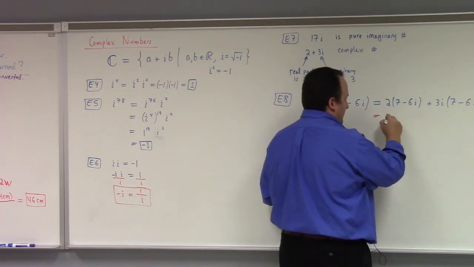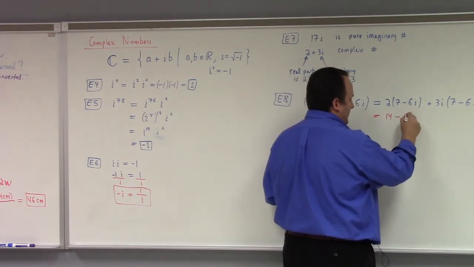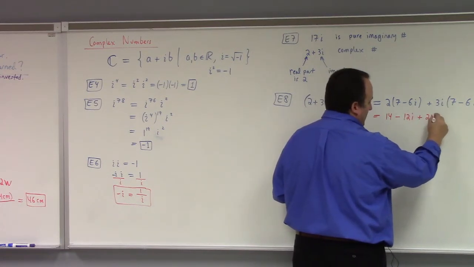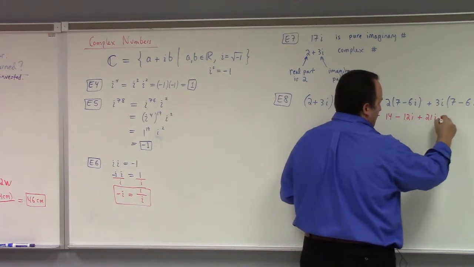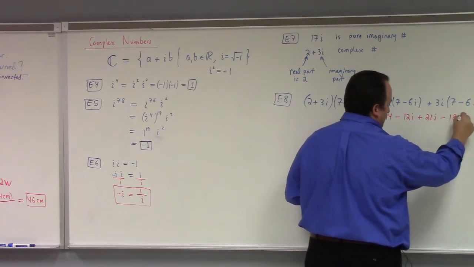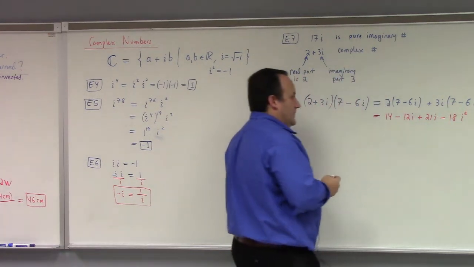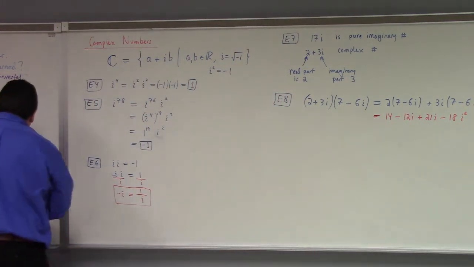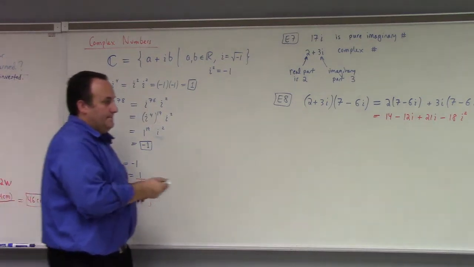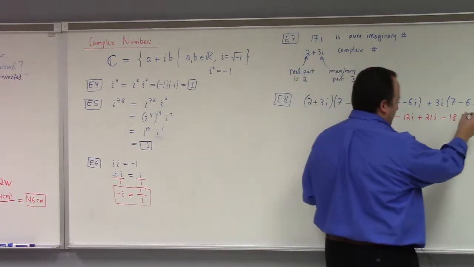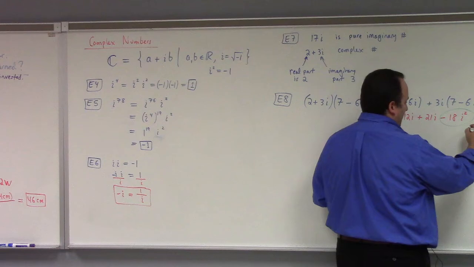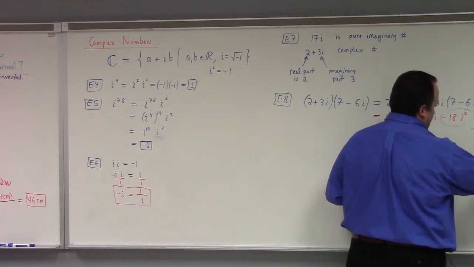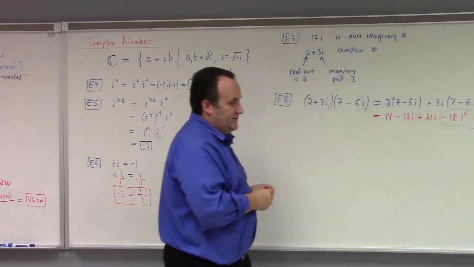So 2 times 7 is 14, 2 times minus 6i is minus 12i. We've got 3i times 7 is 21i. And then 3i times minus 6i is minus 18i squared. So how about that last minus 18i squared? What is that really? This piece right here is really what? Minus 18 times minus 1. So that's really a plus 18, isn't it? It's really a plus 18.